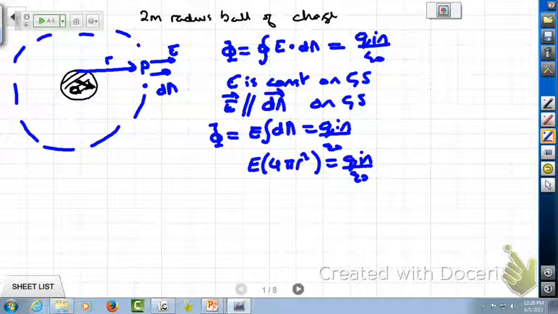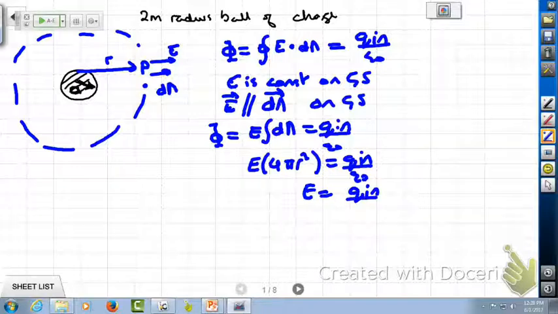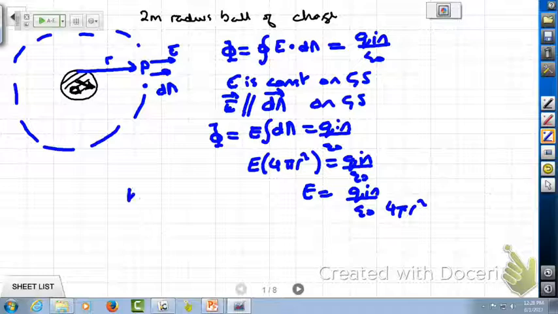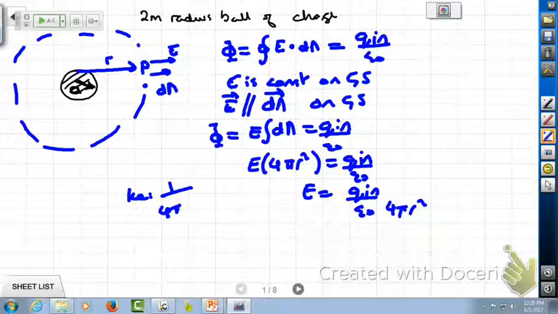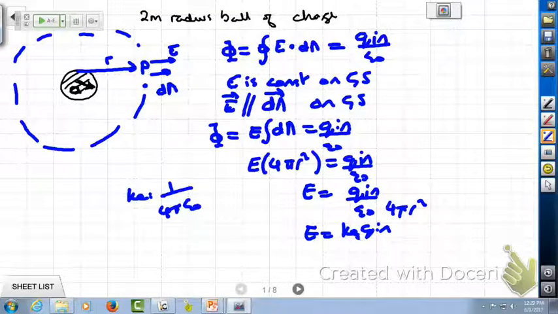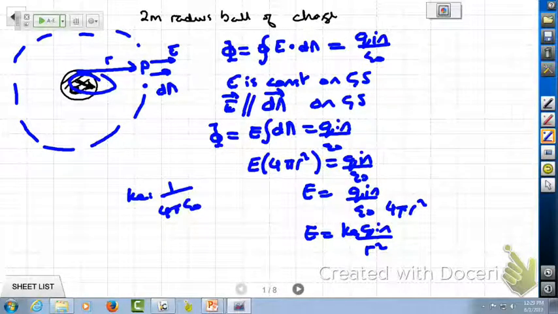And then I say, okay, so E is equal to Q in over epsilon naught times 4 pi r squared. And I realize that Ke is equal to 1 over 4 pi epsilon naught. So E is equal to Ke Q in over r squared. And you go, whoa, what happened to A? I never used it, okay? Because Q in contains everything. Now, that's the same derivation. Those two problems that we just did are exactly the same.